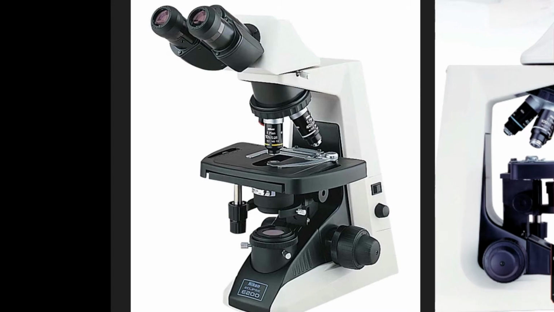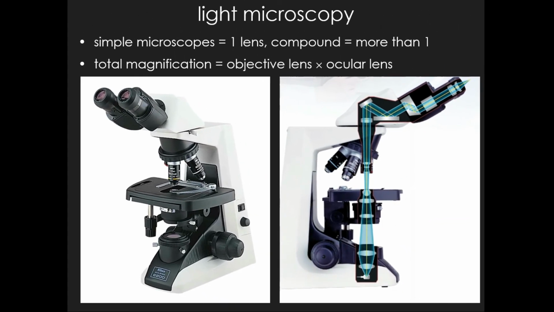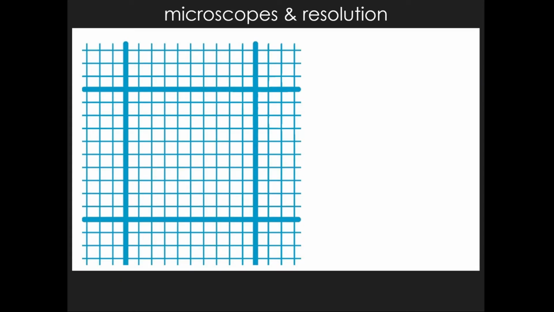So you can see the ocular lenses at the top, and then you can see the objective sitting over the stage just above where the specimen would be sitting. And microscopes work because they increase the resolution. It's kind of a weird term, right? But resolution basically means your ability to distinguish 2 points as separate.